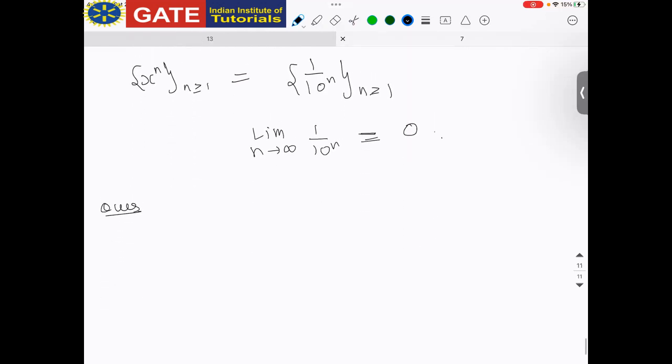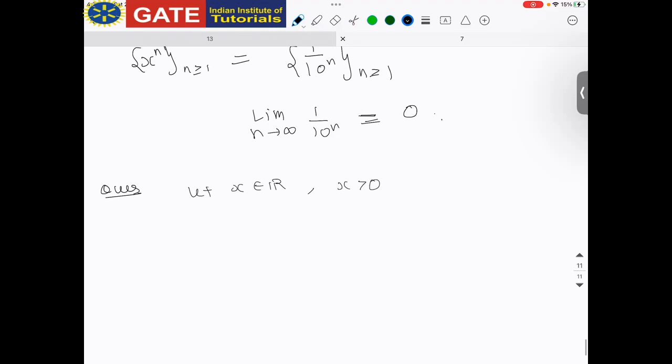Now, next example. Let x belong to the real numbers and x is greater than 0. Now, show that limit n tends to infinity of x raised to the power 1 by n is equal to 1.